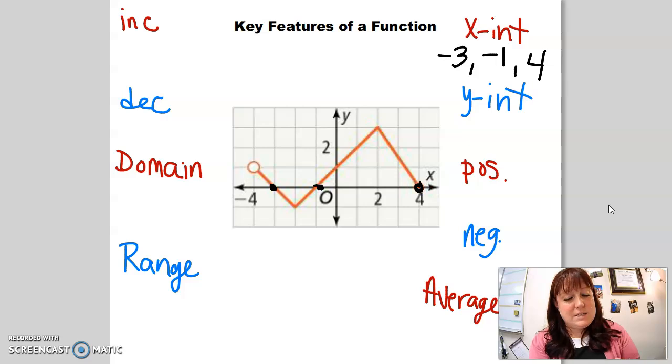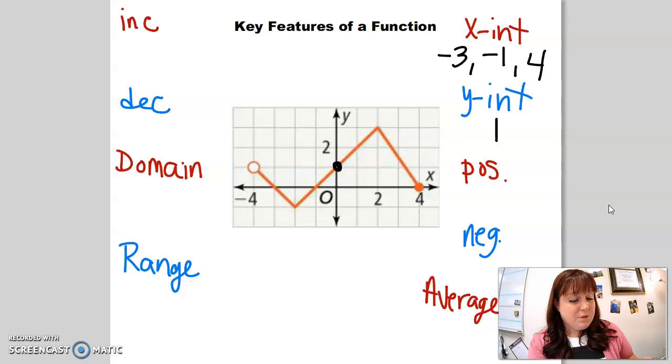What about our y-intercept? Well, that's where it crosses the y-axis. So that would be right here. What's the y value where it crosses the y-axis? It would be at +1. So it crosses the y-axis at +1.